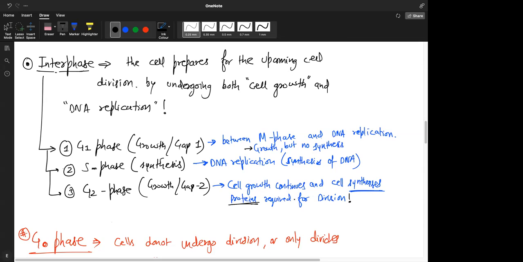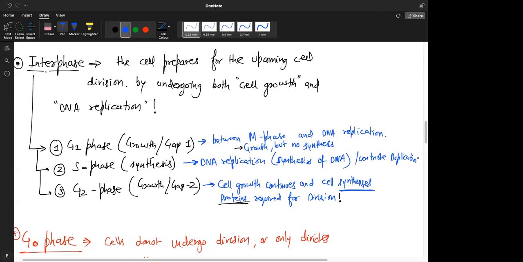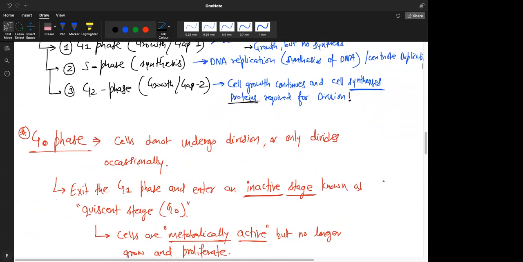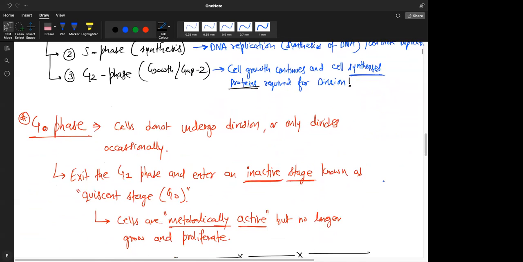And also the centriole duplication takes place in the S phase. Now, the G2 phase: cell growth continues, as well as synthesis, mainly of proteins, and proteins are synthesized in this phase, G2. Proteins required for division. Don't forget that.